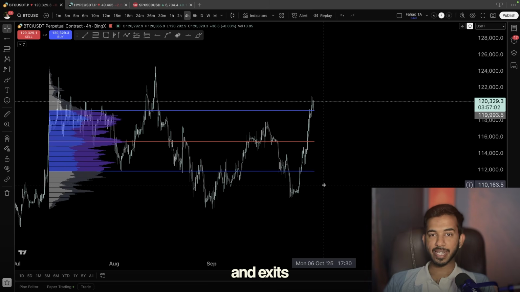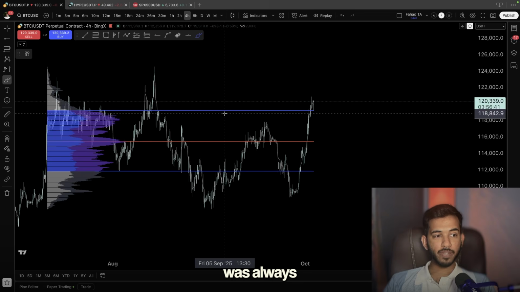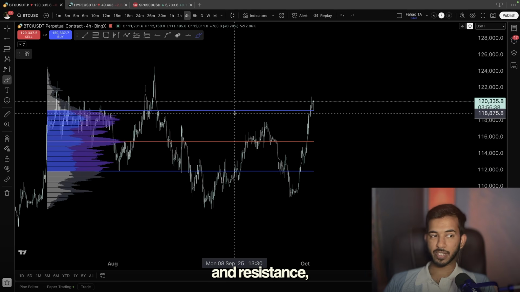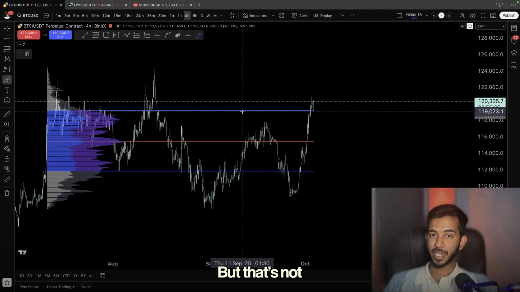But my entries and exits were extremely biased, because I thought that, okay, this is the area where we've got the maximum amount of volume and the market has to give you some kind of reaction right from there. But that was not the reality. The mistake that I made was always treating this level as support and resistance just because there was volume. But that's not how it works.